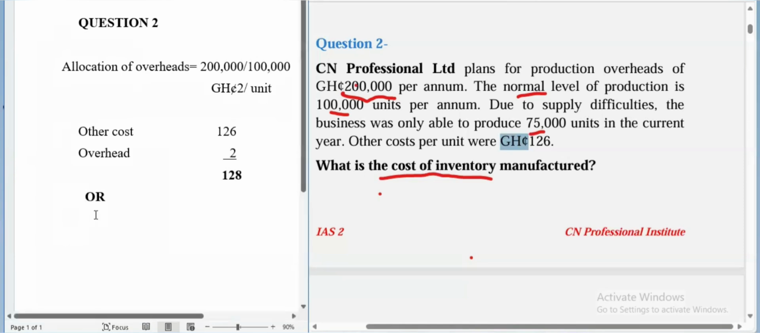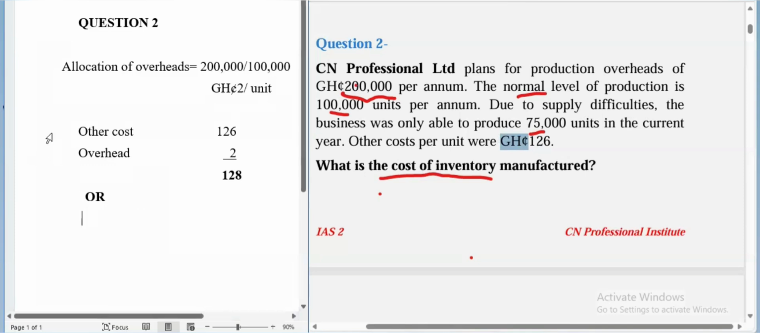Say the cost of inventory manufactured, they didn't say per unit, so we have to find the total. So we can multiply this 128 by the units produced. How much is produced? 75,000. So multiply 128 by 75 what? Thousand. Or equally, you can do a total.